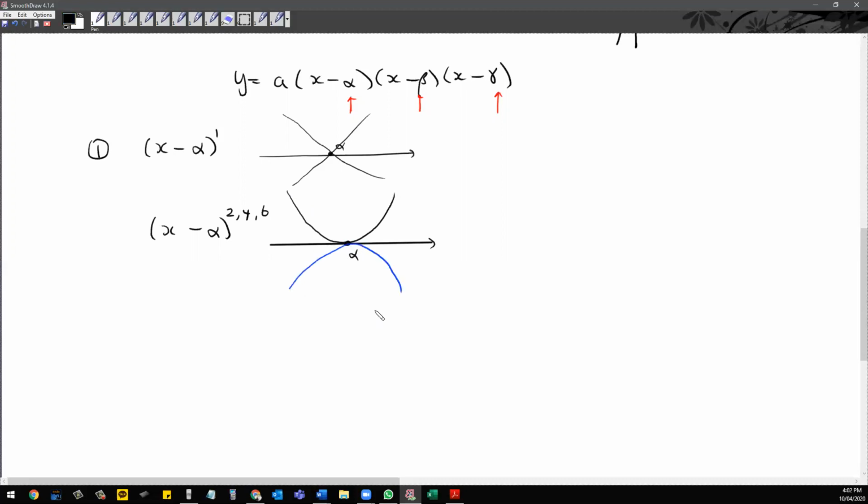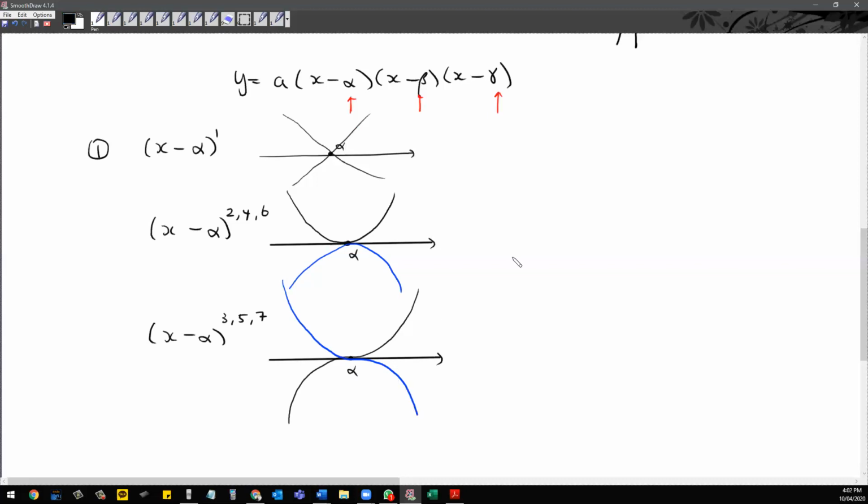Now, if it is an x minus alpha to the power of 3, 5, 7, then it's going to go through alpha, but in a cubic manner. We've seen this before, right? So it'll go through it, but with a flat stationary point there. So it'll go through like that. If it's coming from above, then it'll go through like this. Does that make sense to you?